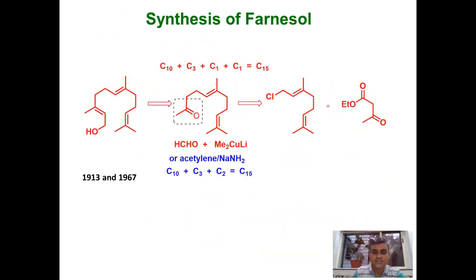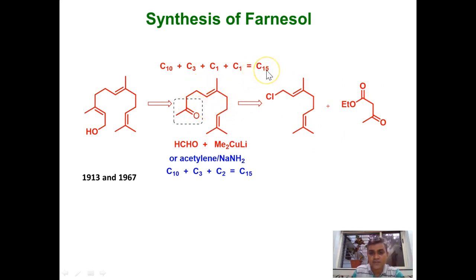Now it's time to discuss the synthesis of farnesol. Laboratory synthesis of farnesol is considered as another evidence for the structure proof of farnesol. There are 2 syntheses of farnesol reported, in the years 1913 and 1967. E.J. Corey proposed the synthesis of farnesol. Now in both the syntheses, the starting material is geranyl chloride. Geranyl chloride is treated with ethyl acetoacetate. We get a geranyl acetone.